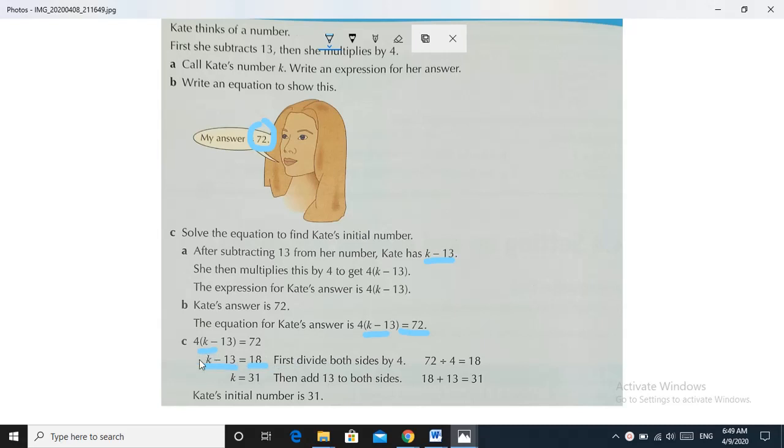But we need to isolate the variable on one side and get the answer. So all we have to do is the inverse operation. Minus 13 will become plus 13 for both sides. So plus 13 here, plus 13 here. It's going to be 1 here, and then the answer should be K equals 31. That means 13 plus 18 is 31. So K is 31. Kate's initial number is 31, and that's one of the examples on how you solve real-life problems using algebra and solving the equation to find the answer.